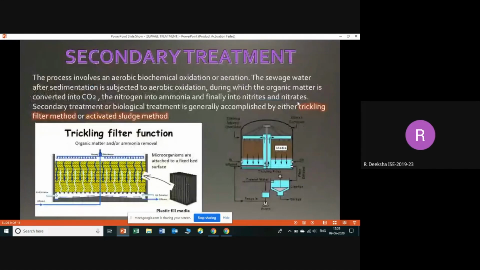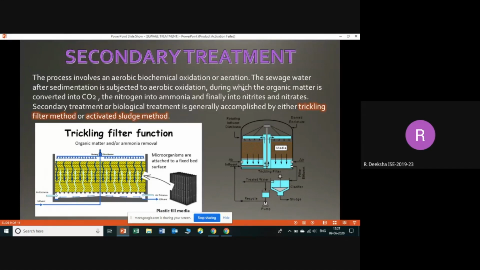Next, we'll get into the secondary treatment. Secondary treatment, also known as biological treatment, involves aerobic biochemical oxidation. Aerobic biochemical oxidation is nothing but the whole sewage water after sedimentation, when subjected to oxidation, will release carbon dioxide.